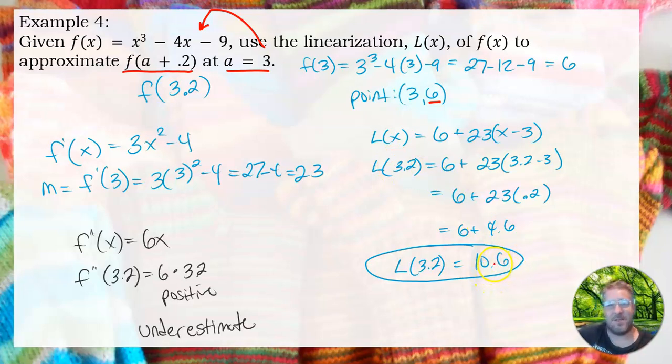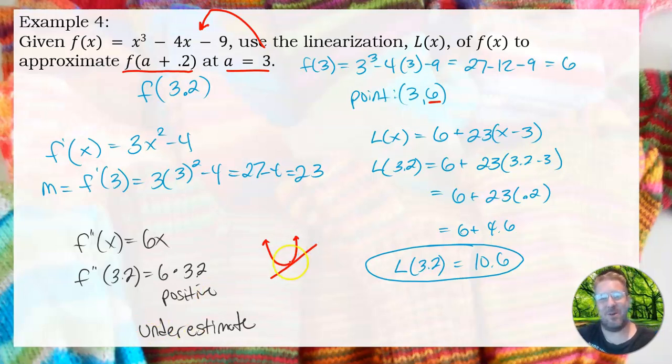Now the second part of this question, is this an over or underestimate? Well, our second derivative will tell us that. So if I differentiate this again, I get 6x. Right? And if I plug in 3 into that, I don't really care what the answer is. It's going to be about 20, give or take. It doesn't really matter. It's going to be a positive answer. And if it's a positive answer, we're talking about something that is concave up. And if it's concave up, then we know it's going to be an underestimate.